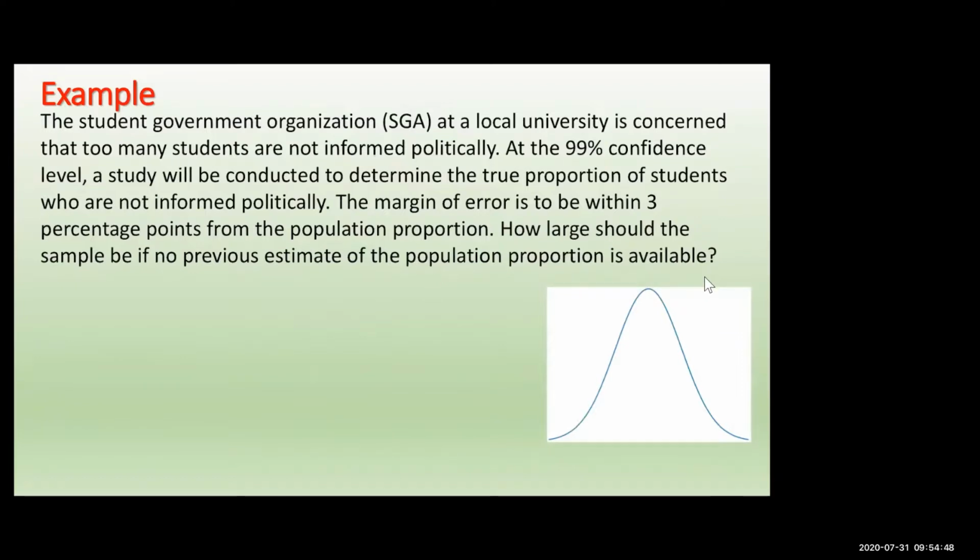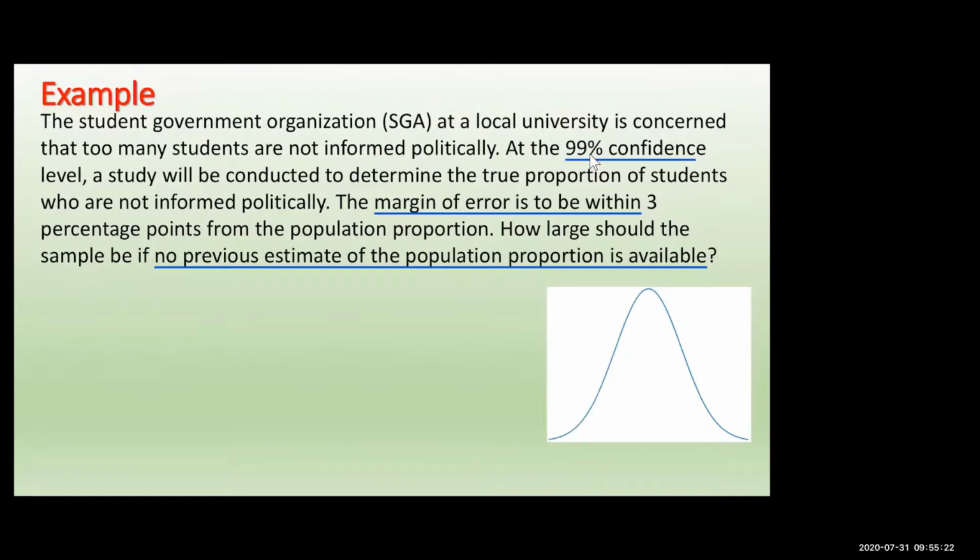Okay, so in this problem, we want to check whether the students are informed politically, and we are doing a survey at 99% confidence level, and the margin of error is 3%. And one more piece of information is given: no previous estimate of the population proportion is available. We don't have any information about the population proportion, so we are making an assumption here.